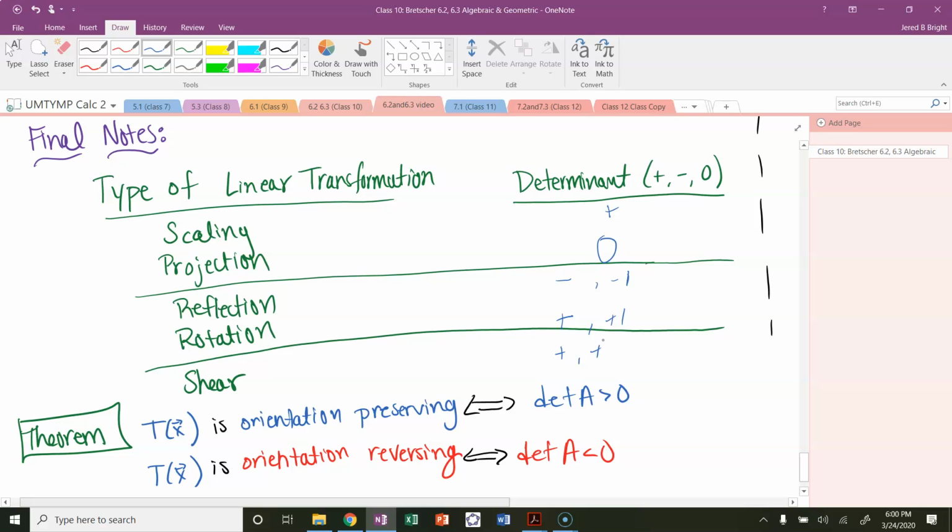Another thing that goes hand in hand with this is orientation preserving and orientation reversing. Super critical idea here. Unfortunately, it just gets thrown in at the end. A transformation is orientation preserving if the determinant is positive. That means it would look the same, similar to the original image, just scaled or rotated, something like that. But the orientation is going to be reversed if the determinant is negative. That went in line with what we saw in the previous images.